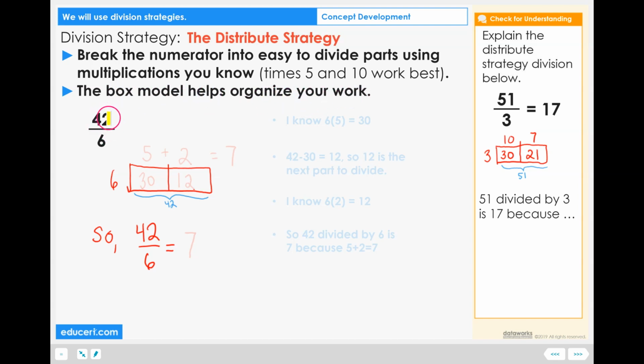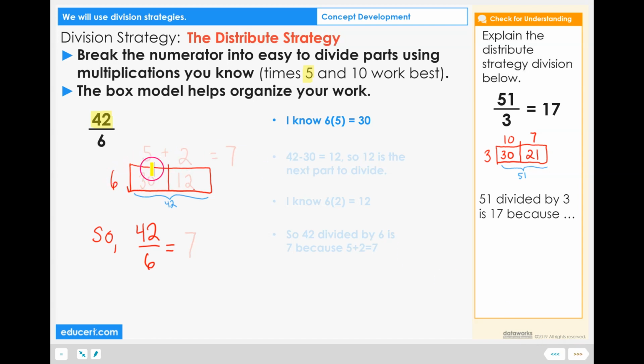So here is our numerator, 42. And we want to try to take easy multiplications that we know of 6 out of 42. So 6 times 10 is 60, but I can't take 60 out of 42. But half of 60, which would be times 5, is 30. So I know that 6 times 5 equals 30, and I could take 30 out of 42.